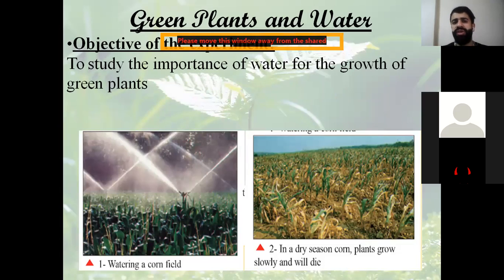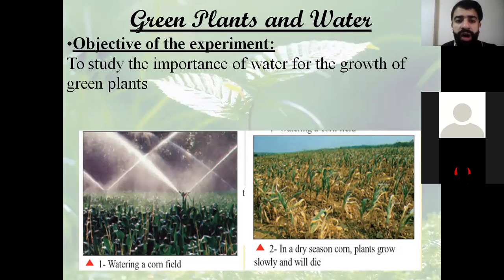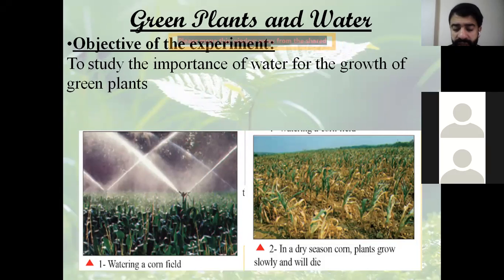Green plants and water. In this experiment, the objective was to study the importance of water for the growth of the green plant. So we have two plants, one and two. In one, we have a cornfield that is watered. The plants, they are tall and they are green and they have normal growth. Whereas in figure two, we have a dry season. The plants, they grow slowly. They are yellow in color. They wither, and finally, eventually, they will die.